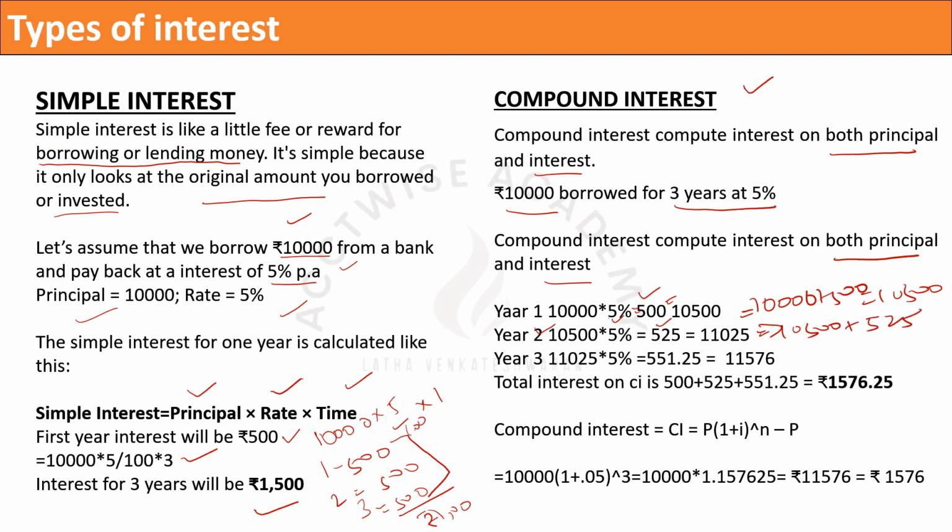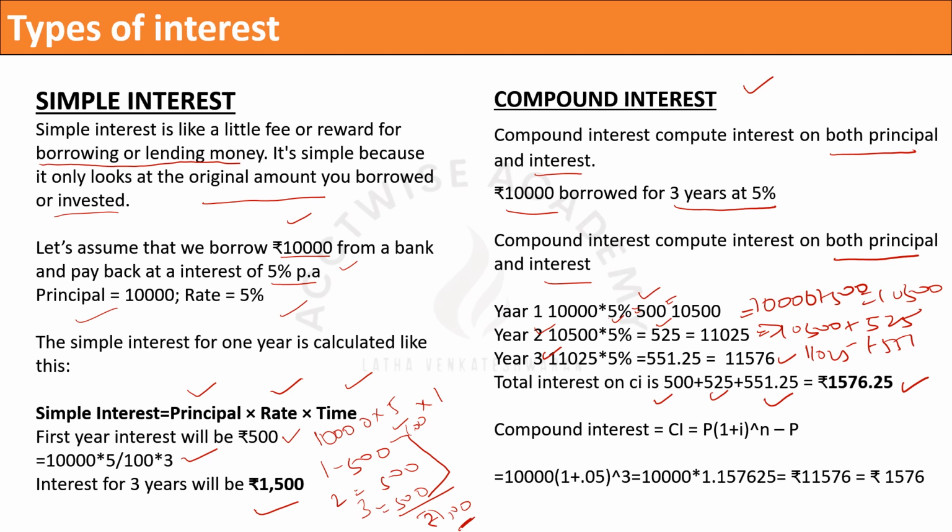So next year the principal amount will be 11,025, and on that at 5% it will be 551, so 11,025 plus 551 amounts to 11,576. So total interest on compound interest for the 3 years is 500, 525, 551.25, which is 1,576.25. Whereas for simple interest it is only 1,500.